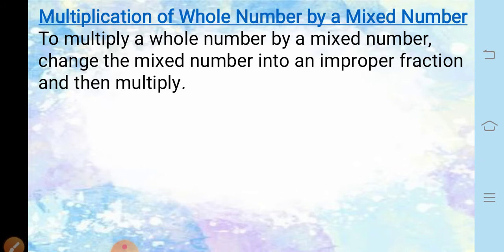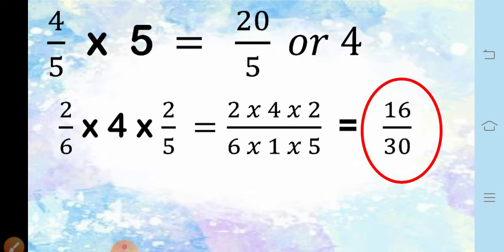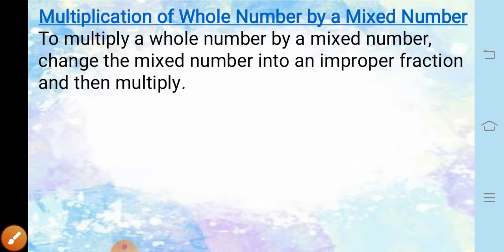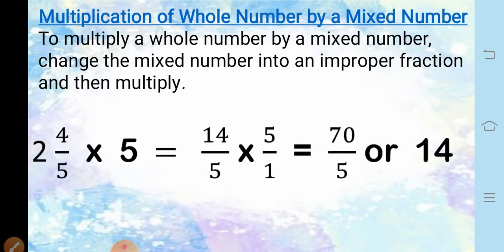Okay, next. Multiplication. I hope you get that all the whole numbers have their denominator, which is 1. Okay, so let's proceed. Multiplication of whole number by a mixed number. To multiply a whole number by a mixed number, change the mixed number into an improper fraction and then multiply. Okay, so we have this example.